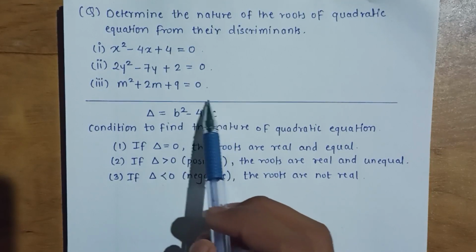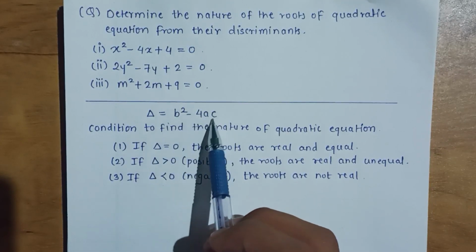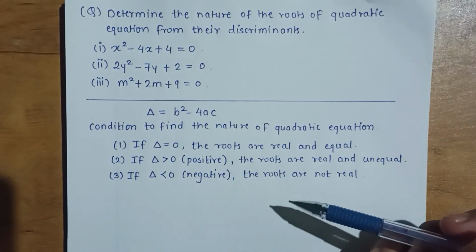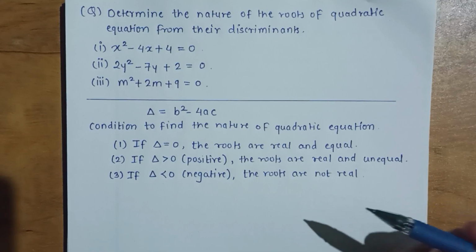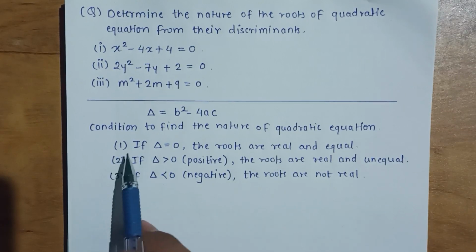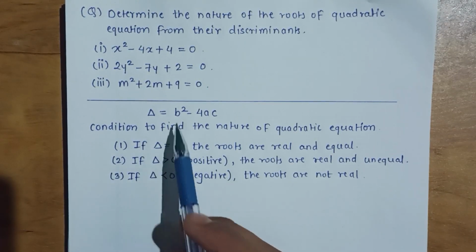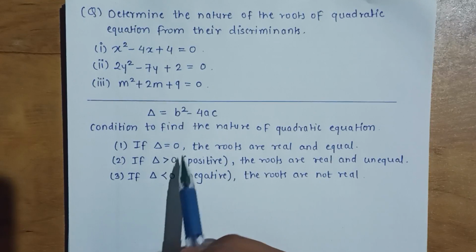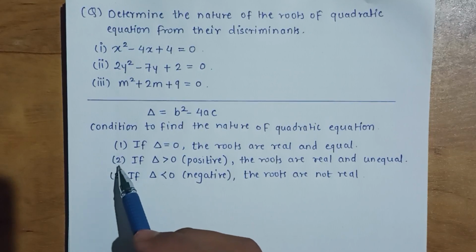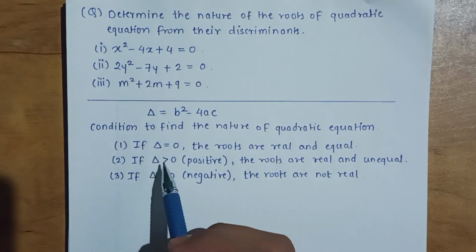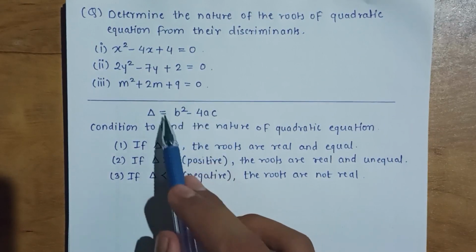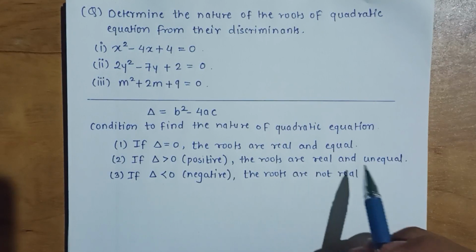First we will find delta with the help of this formula, and then with these three conditions we will verify whether the roots of the quadratic equation are real and equal, real and unequal, or not real. The first condition: if delta equals 0, then the roots are real and equal. The second condition is that if delta is greater than 0, that means positive, then the roots are real and unequal.